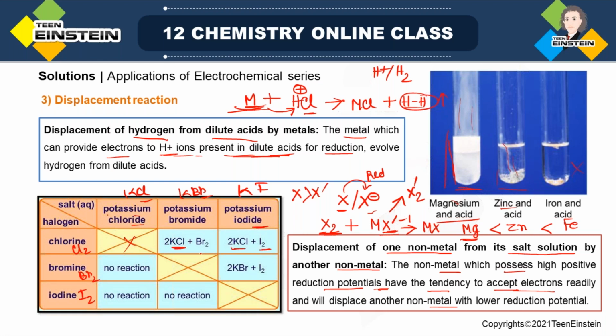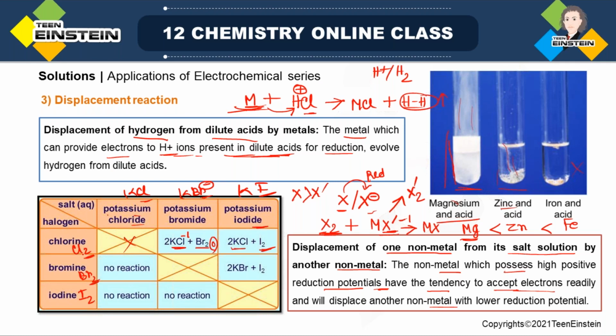Chlorine when added to KBr, now Br minus will reduce Cl to Cl minus. So after reaction it is -1, and Br minus is oxidized to bromine 0. So here we can say chlorine is acting as an oxidizing agent. It is oxidizing Br minus. Similarly, chlorine can also oxidize I minus to iodine. Next, if you take bromine, bromine cannot oxidize the Cl minus system.